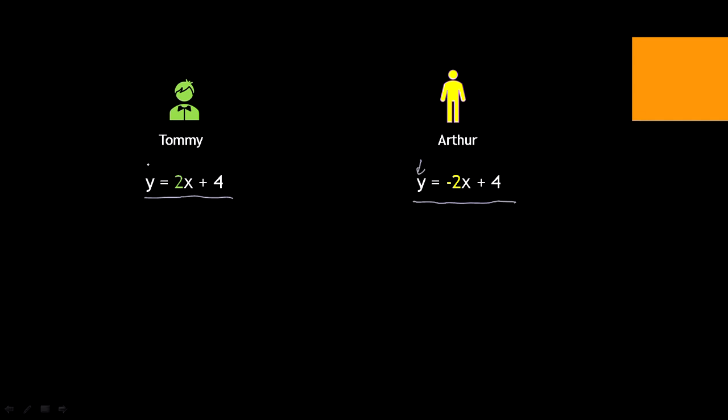So essentially, Y represents the money in both of their pockets, right? This Y represents the money Tommy has, and this Y represents the money Arthur has. Though the key difference is Tommy is earning money by selling donuts, whereas Arthur is losing money by spending on donuts, right?